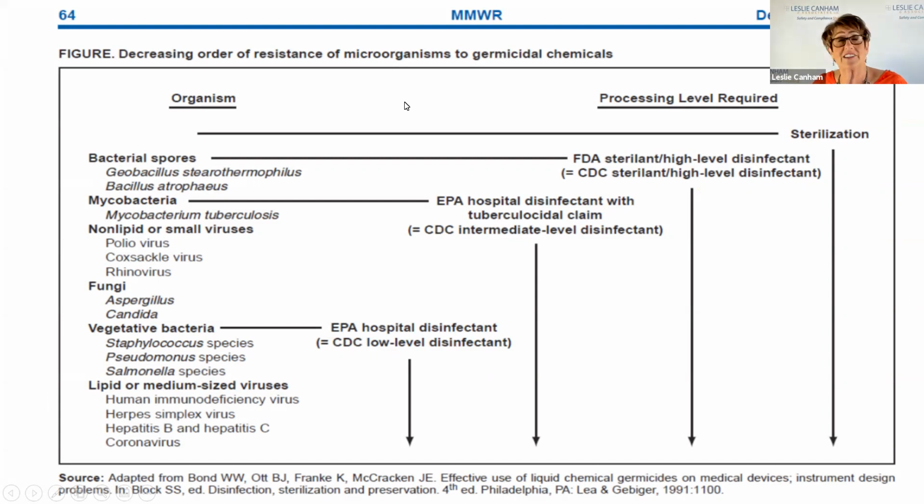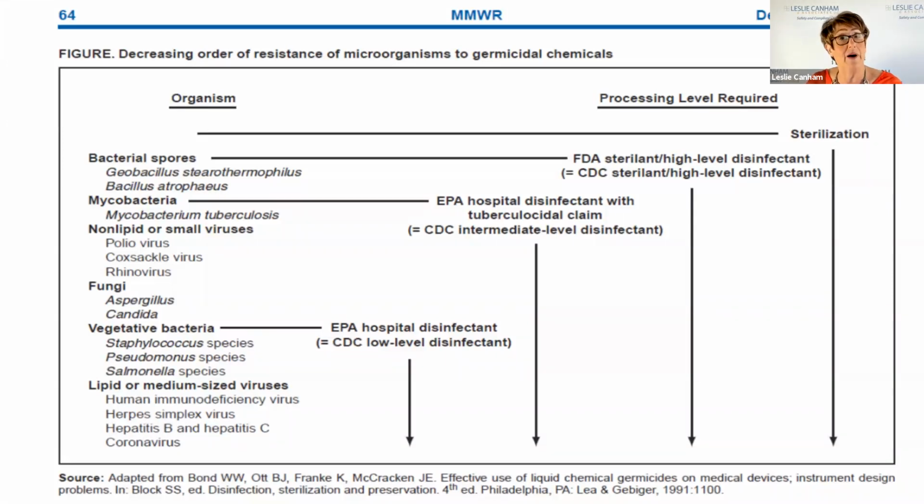So first of all, this is the 2003 guidelines. At the top of the chart, you'll see the word organism, and it starts at the top with the most difficult organism that we encounter in dentistry, which is bacterial spores. We need heat sterilization or cold sterile in order to deactivate or destroy bacterial spores.